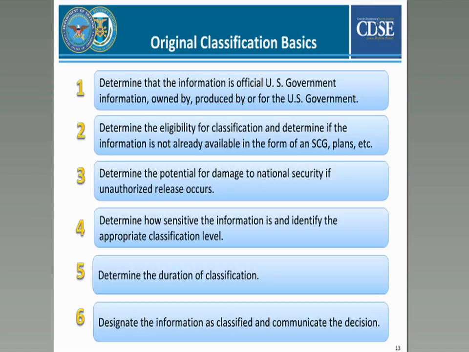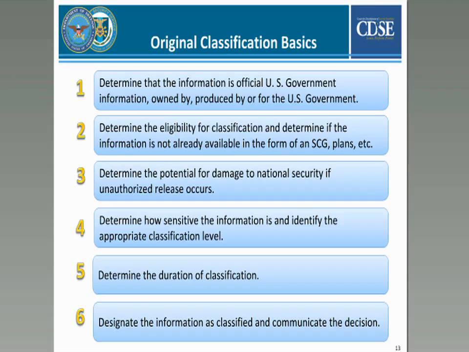Original classification authorities have an important responsibility to ensure they make effective classified decisions. They must follow a specific six-step process which takes different elements into account at different stages of the process.